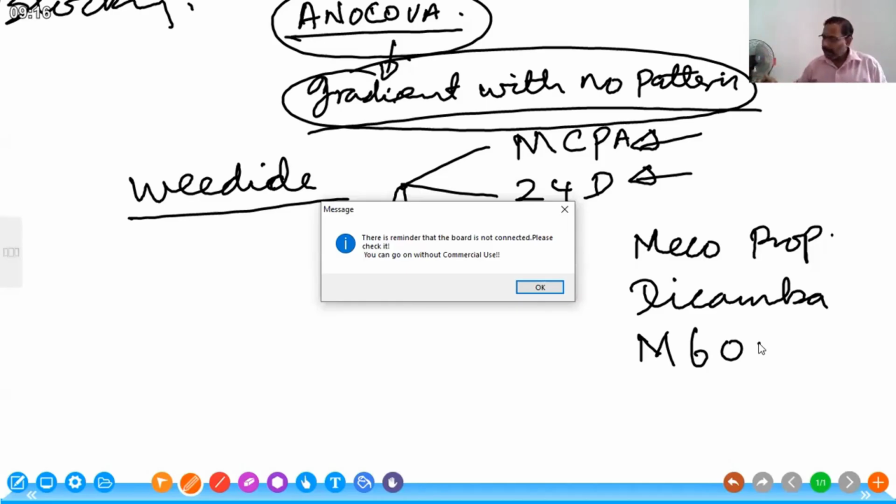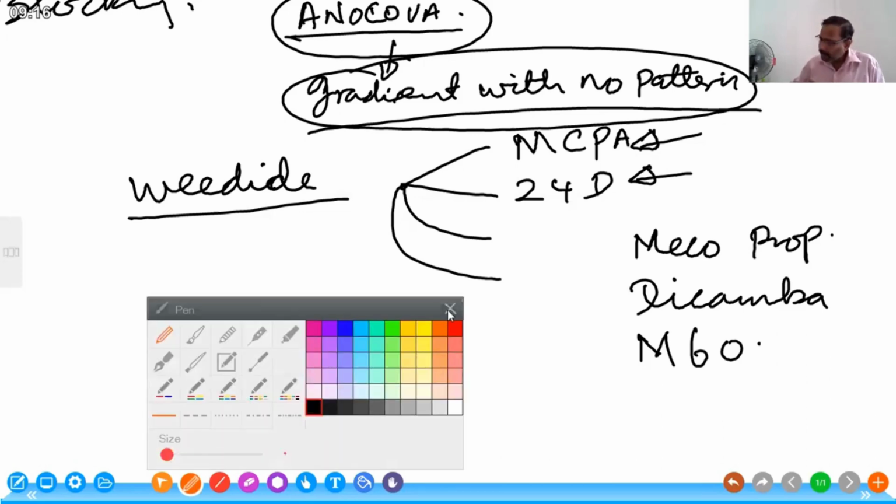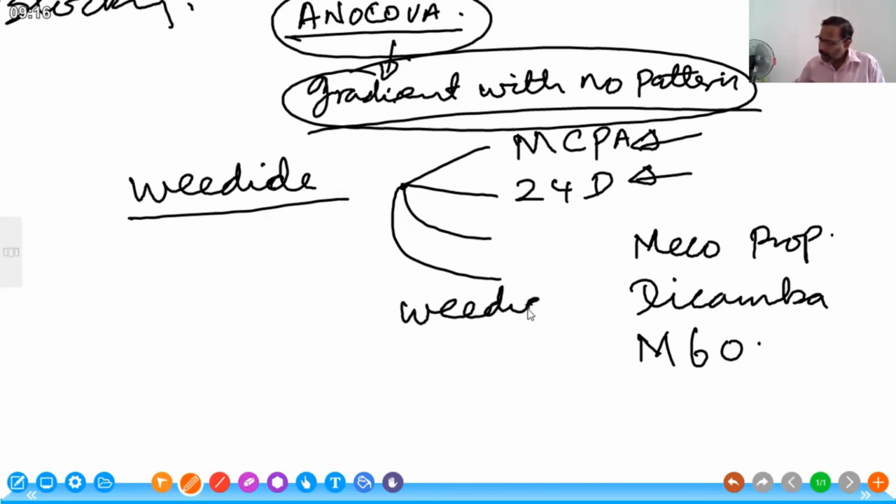So for my experiment I'm taking weedicides which are, let's say, coming in the commercial level, which are based on killing or suppressing the growth of broadleaf weeds. Tell me an example. Now I need an example. Have you heard about Mecoprop? I never heard about Mecoprop. Dicamba. M60. Yes, I heard about it. Is there any other weedicide?